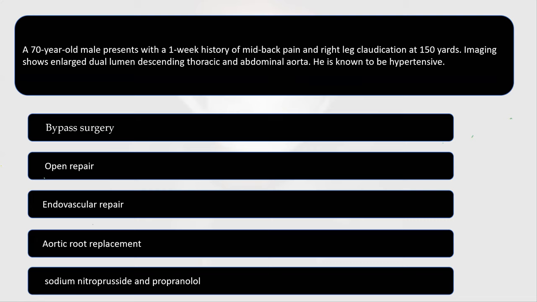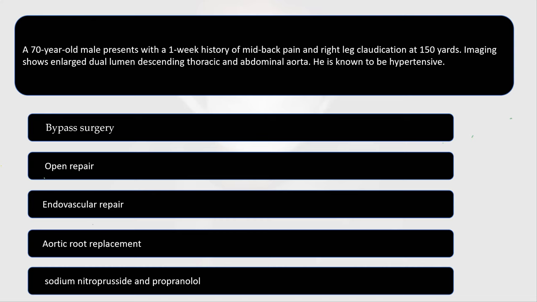A 70 years old male presents with a 1 week history of mid back pain and right leg claudication at 20 and 50 yards. Imaging shows an enlarged dual lumen, descending thoracic and abdominal aorta. He is known to be hypertensive. Options are bypass surgery, open repair, endovascular repair, aortic root replacement, and sodium nitroprusside. It's 1 week of back pain, good. I think age-wise he is not fit for surgery. Let's include open repair.